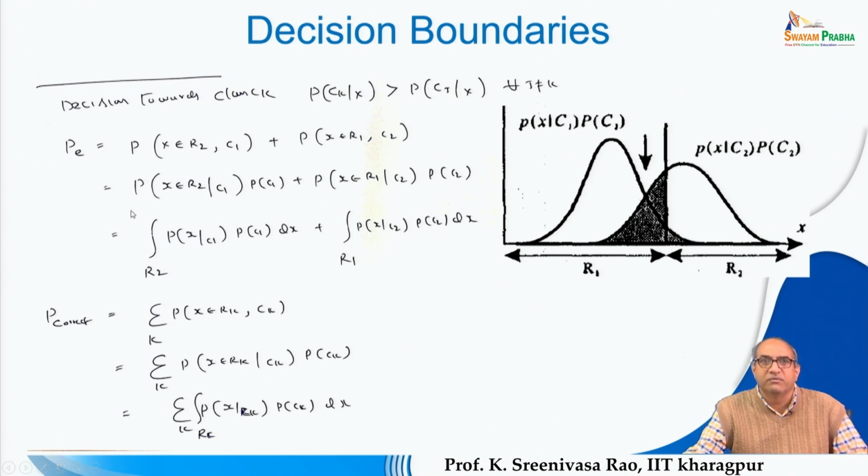So what we need to do is, when you are choosing decision boundaries, or when you are formulating the problem, we need to see that either the probability of error is minimized or the probability of correctness is maximized. One of them has to be carried out. If we do one, then automatically the other will be taken care of.